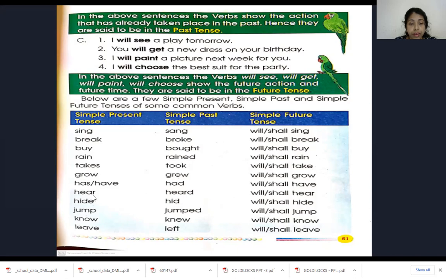Here, the next word is hear. In the present form, the word will be hear. And in the past form, it will be heard, heard. In the simple future form, we need to use will or shall before the word hear, and it will be will hear or shall hear. Next one is hide. In the present form, the word will be hide. But the past form will change into hid, hid. And for the future form, it will be will hide, shall hide.